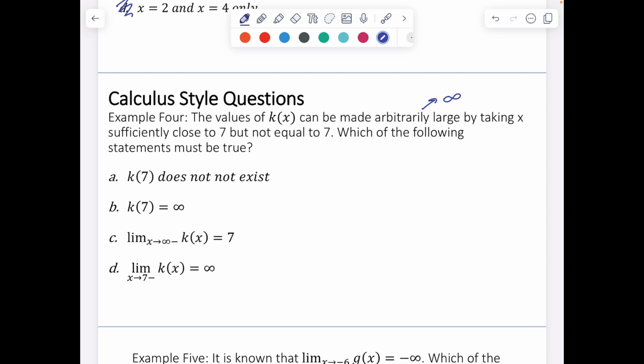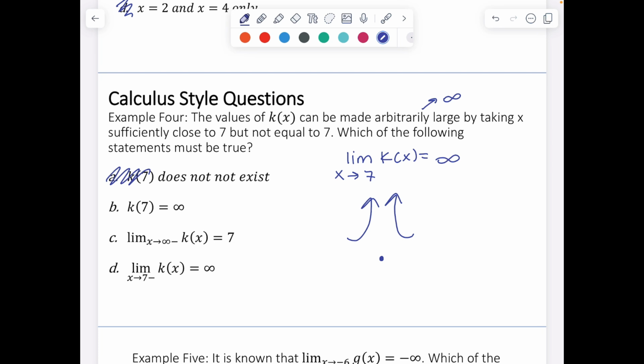Right now, what we're basically being told is that the limit as x approaches 7 of k of x equals 8. That is what this language is telling me right here. I don't know that this is true. They would need to tell me specifically that k of 7 does not exist for me to be able to answer that question, because it could always be a piecewise function where they fill in a point somewhere.